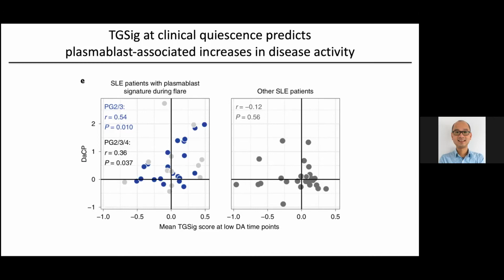shown you. So on the left are those patients from patient groups 2, 3, and 4, or even more specifically in patients 2 and 3, because those were the patients with the strongest plasmablast signatures. And on the right, there are the rest of the patients, and we didn't see any correlation, basically.